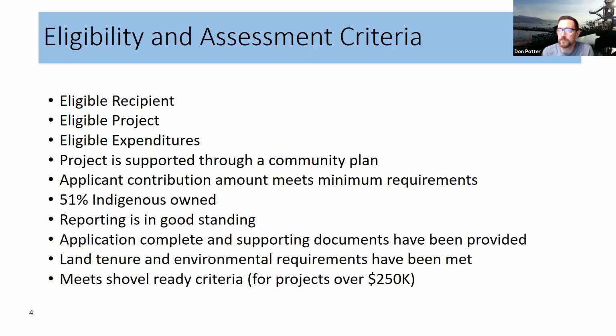Again, we need to make sure that the project is supported by the nation through a community plan. This can be an economic development plan, a CCP, anything that states that the community is in support of the project and it has been vetted through the community. We need to see that the application contribution amount meets minimum requirements. That is something that we can go through. We have that conversation, and we'll speak to it a little bit more at the end with the economic development officers and nations wanting to put an application in. That's something that we can talk about before you send the application in.